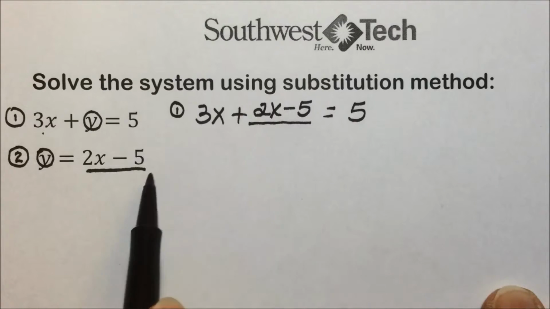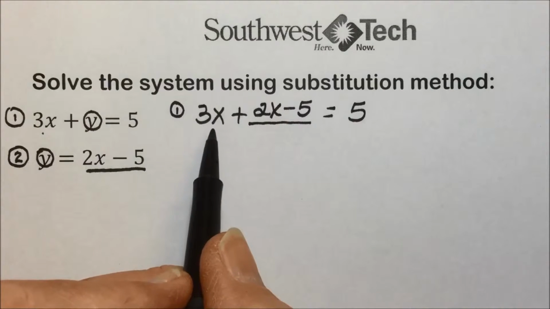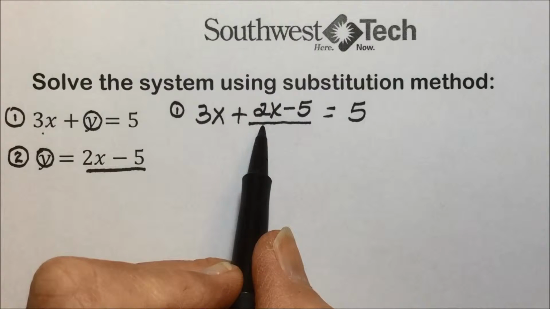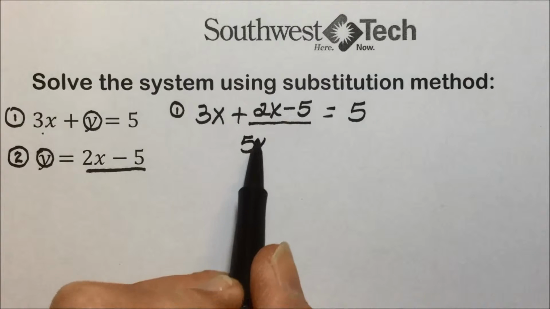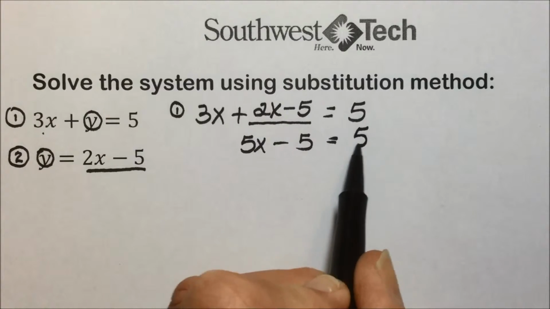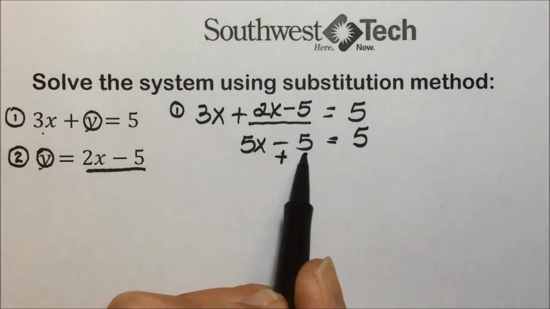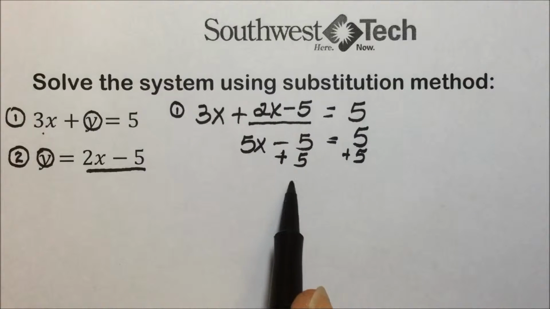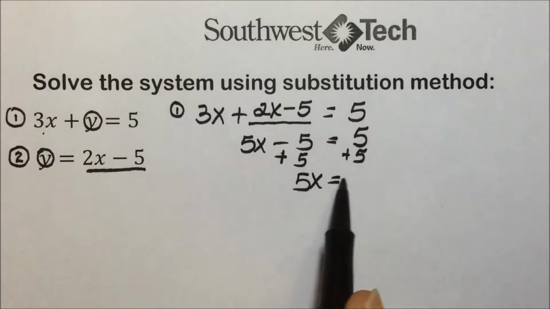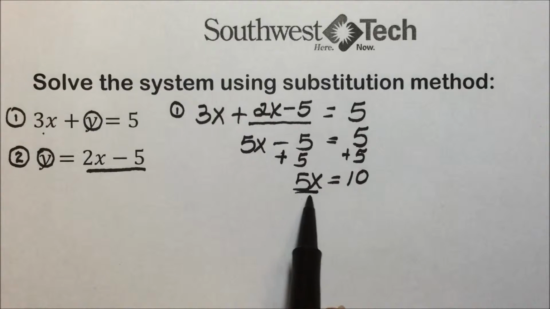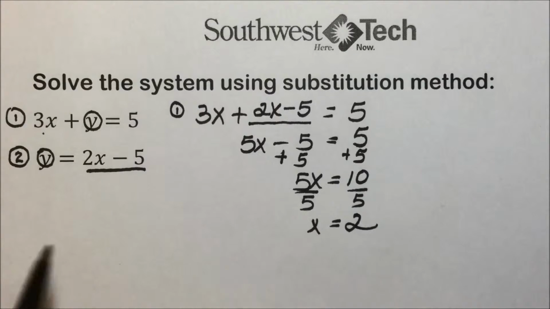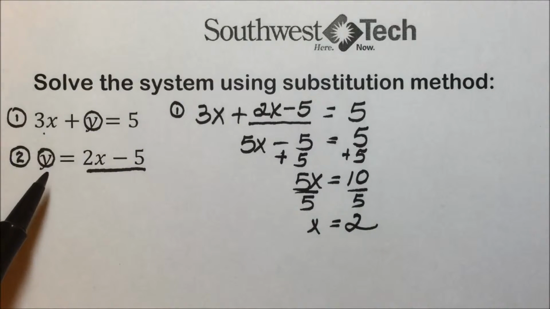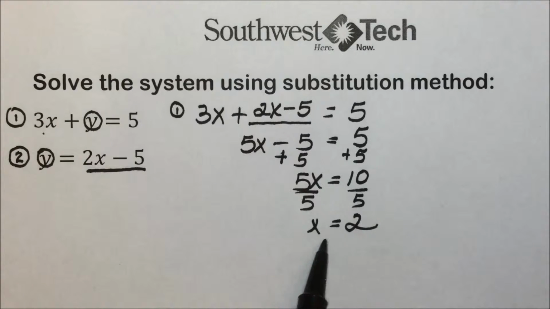Underlining was just for illustration purposes, so I'm going to go forward and solve this equation by combining like terms. 3x plus 2x is 5x, minus 5 is equal to 5. Isolating the variable, we'll add 5 to both sides. That leaves 5x equal to 10, and then divide both sides by 5 so that x is equal to 2. So these two linear equations do intersect. They have a common point with an x-coordinate of 2.